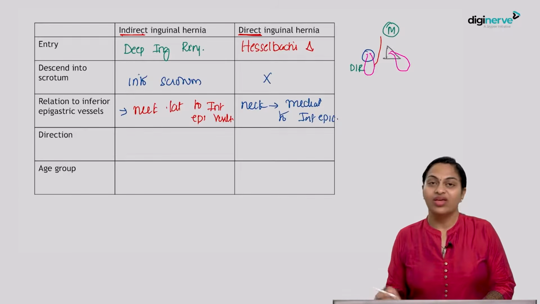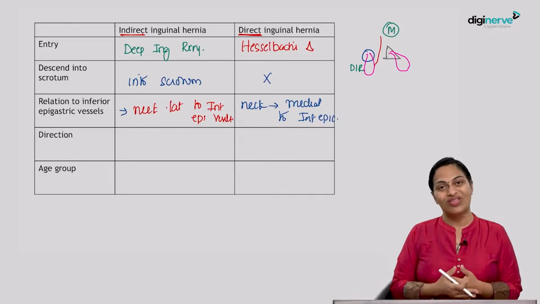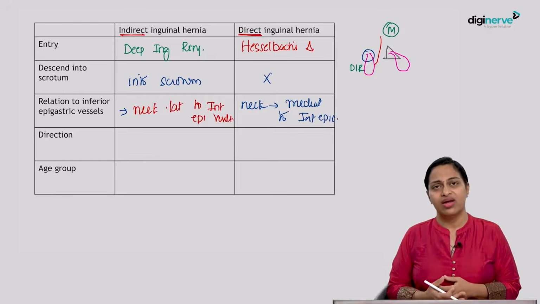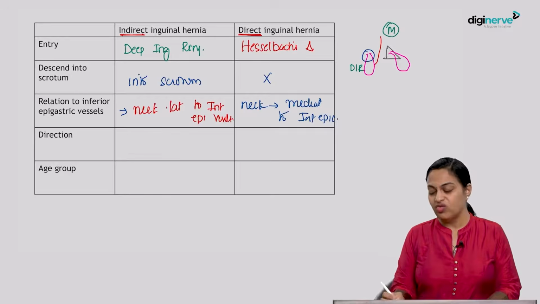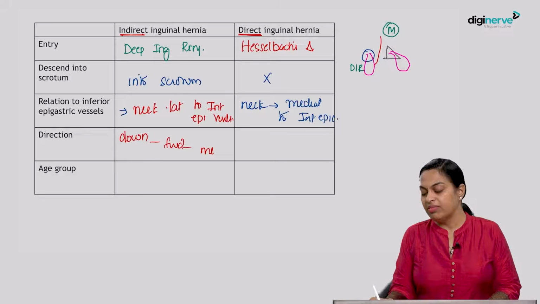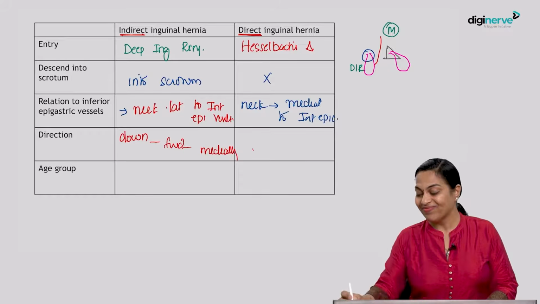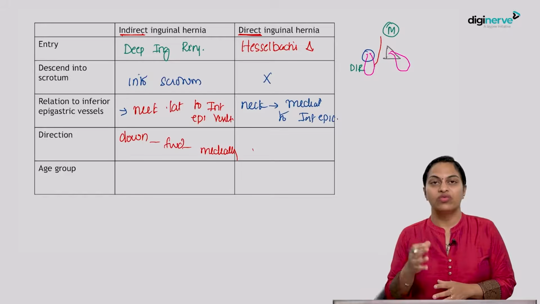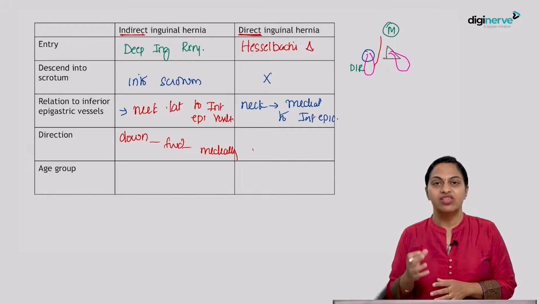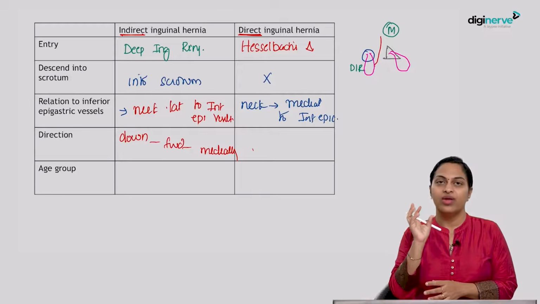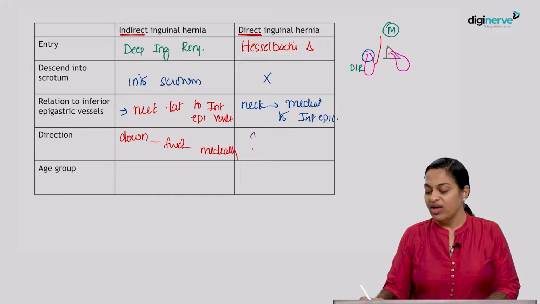The direction of the inguinal canal, we saw, is downward, forwards and medially, isn't it? So when the intestinal contents enter the inguinal canal, the direction of the hernia is also going to be downwards, forwards and medially. Whereas in direct inguinal hernia, when the intestinal contents enter through Hesselbach's triangle from the posterior wall of the inguinal canal into the inguinal canal, it's going to be straight forwards.